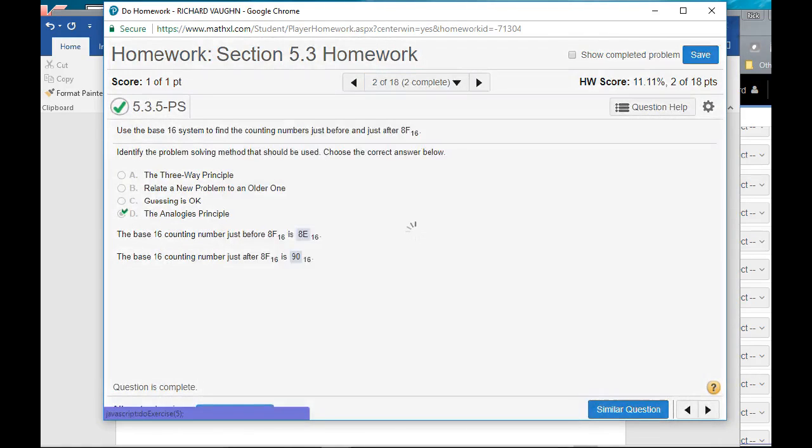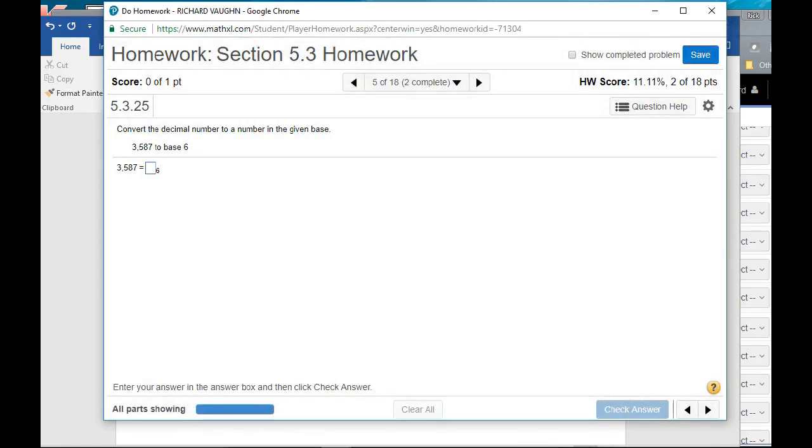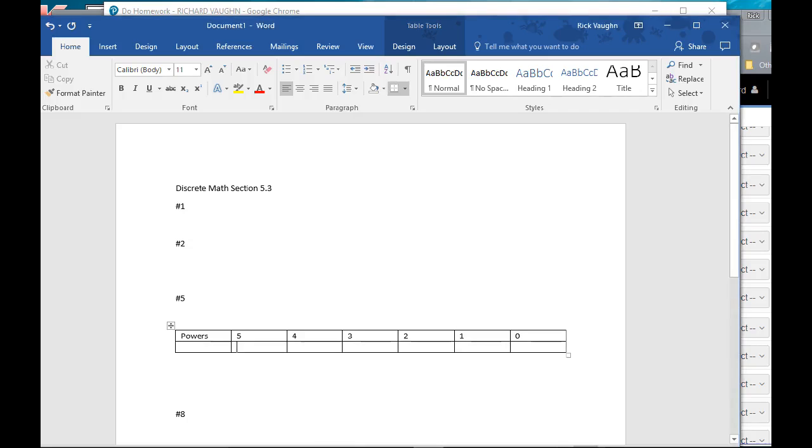Next, we're going to look at question 5. And here we have this number 3,587, and we're trying to convert it into base 6. So we need to look at the powers of 6. So 6 to the 5th power is 7776. 6 to the 0 power is 1.